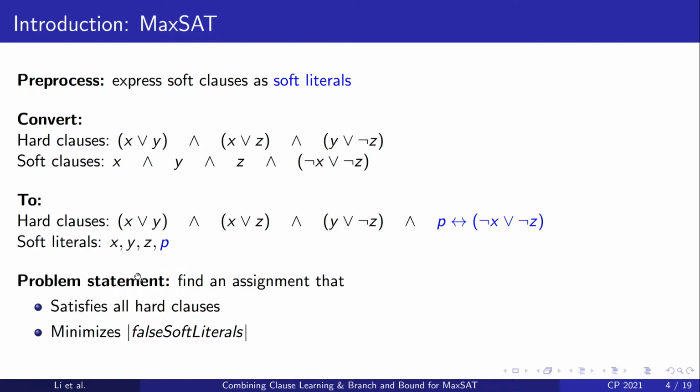This way, the problem now can be stated as: find an assignment that satisfies all the hard clauses again, and that minimizes the number of soft literals that are assigned false.